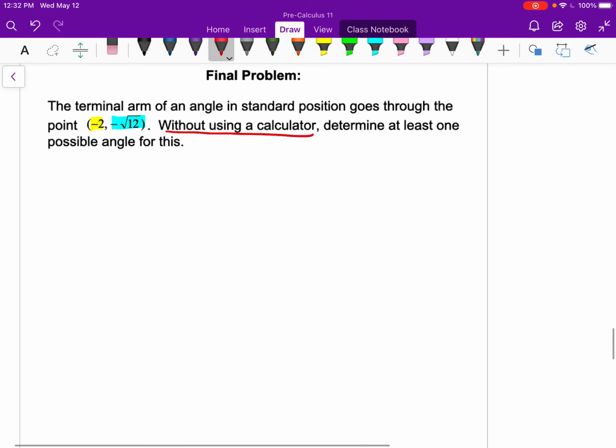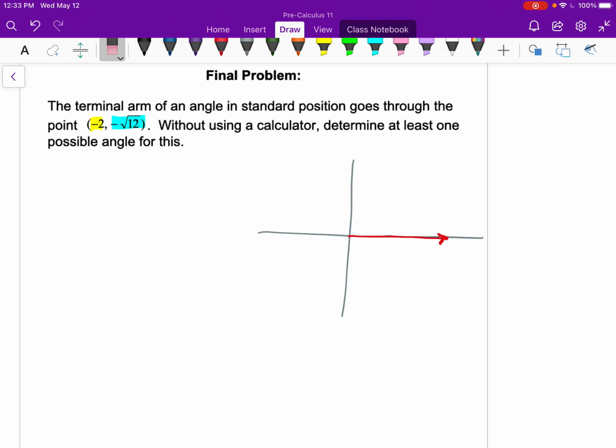Okay, so what does this mean? Well, first let's start by making a visual. It's an angle in standard position, so I know it starts off here, and I know it ends off going through the point -2, negative root 12. So -2 over negative root 12, I don't know, somewhere around here. It's in the third quadrant, I know that much. And the terminal arm goes to that point. So I've now visualized the first part.